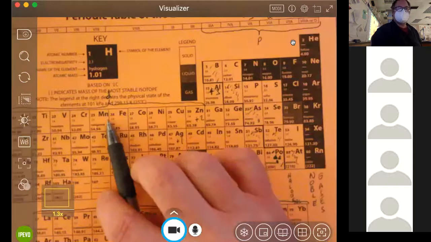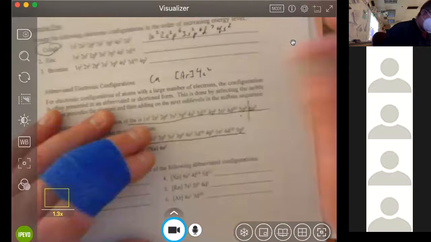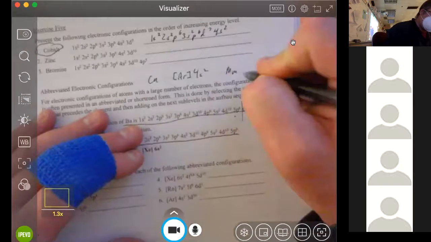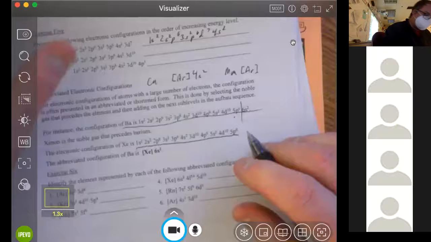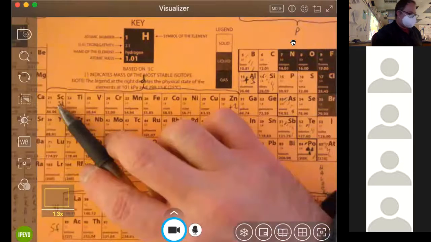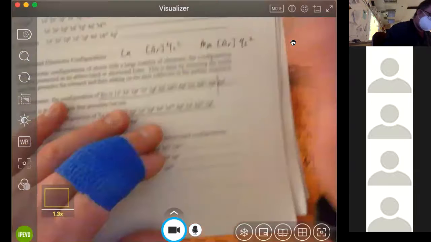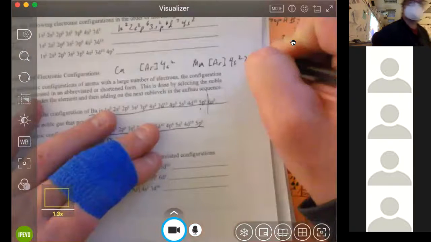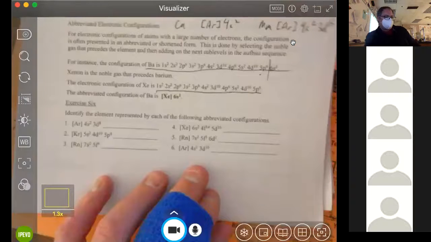What if I wanted to do manganese? Well, again, the noble gas that precedes manganese is argon. So I'm going to do all of argon's electron configuration, then 4s2, and then 3d1, 2, 3, 4, 5, 3d5. Pretty easy to make.